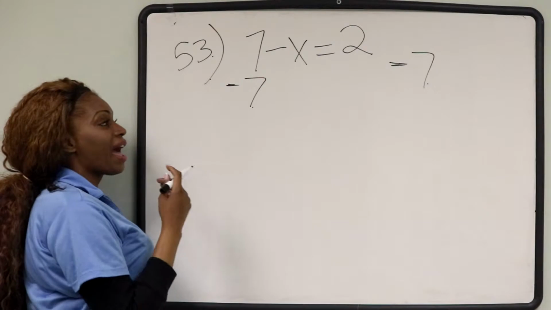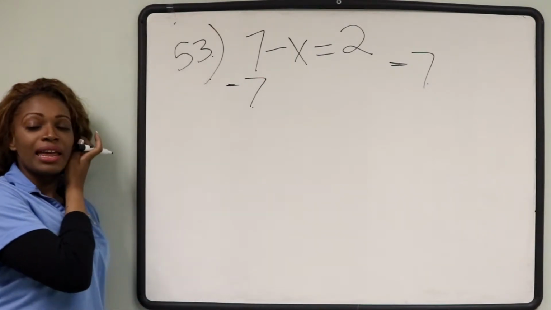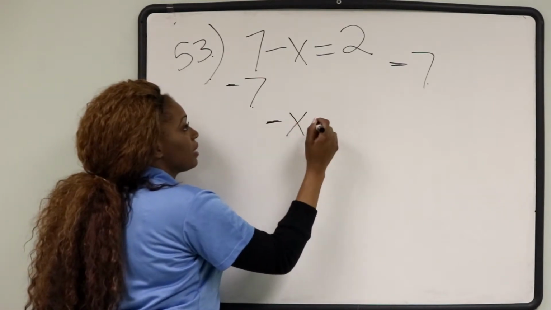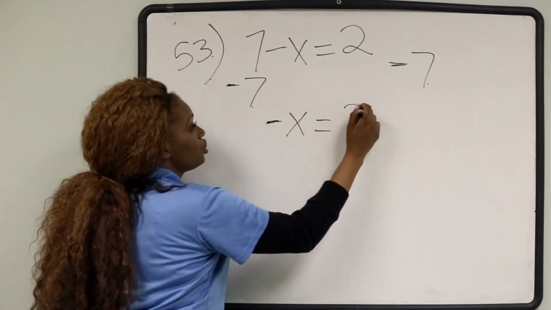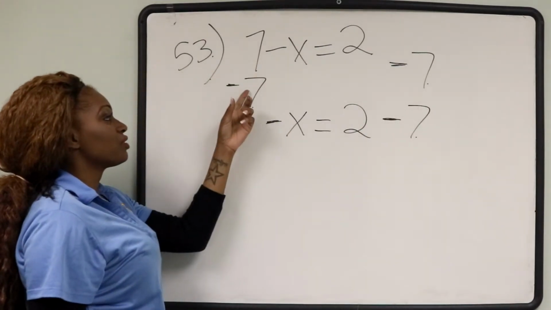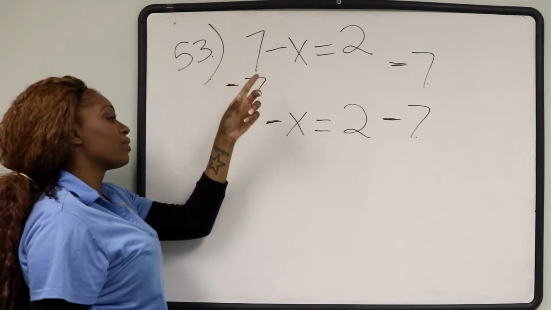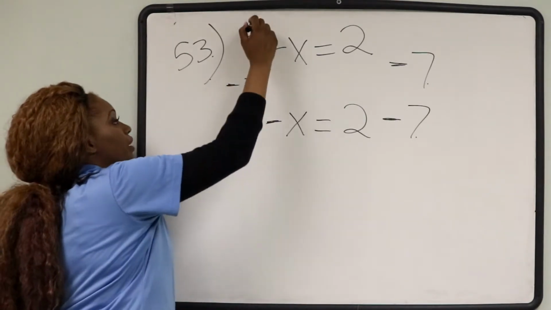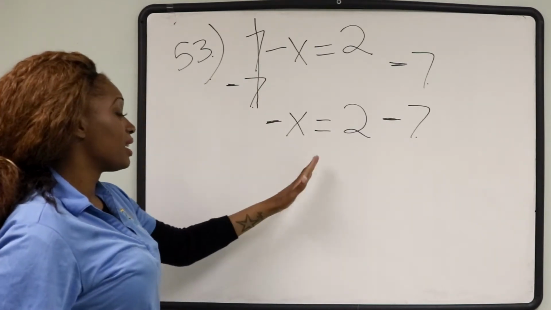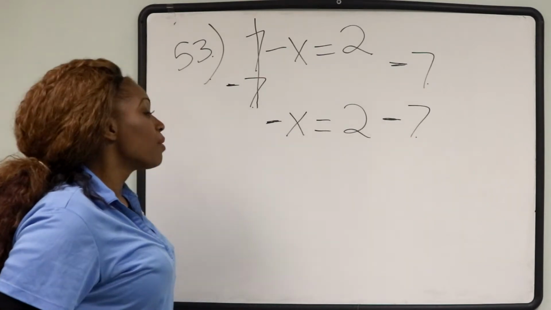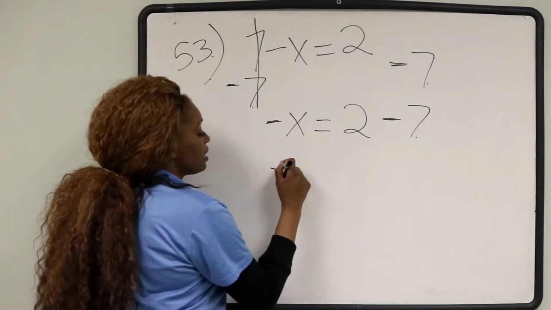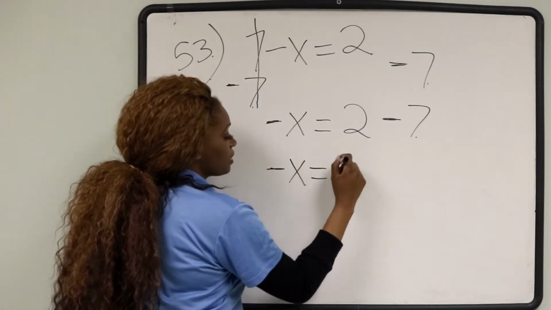And now we get x alone, but we're going to get a variable as a negative x alone. So negative x equals 2 minus 7. Because remember, the 7's cancel each other out. A positive 7 minus a 7 basically gives you 0. Okay? So we're done there. Now we have negative x equals 2 minus 7. So 2 minus 7 is a negative 5. So what we do know is negative x equals negative 5.